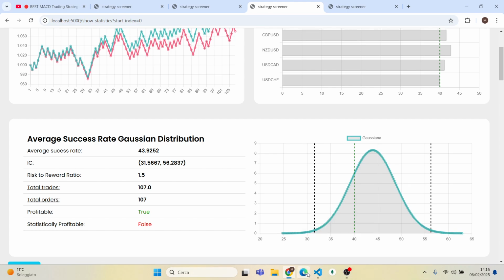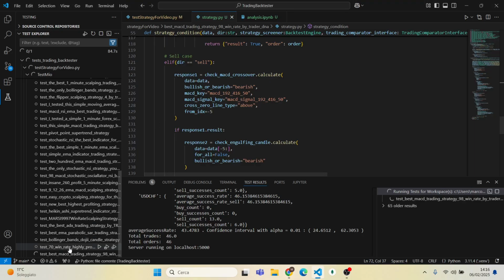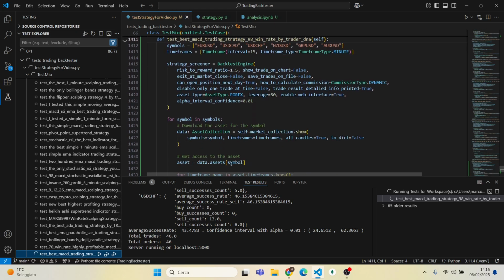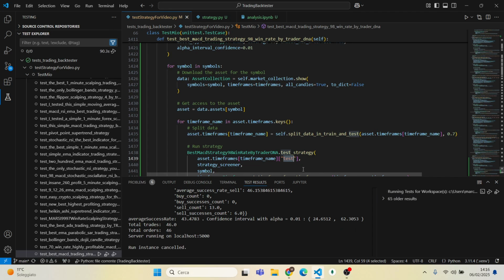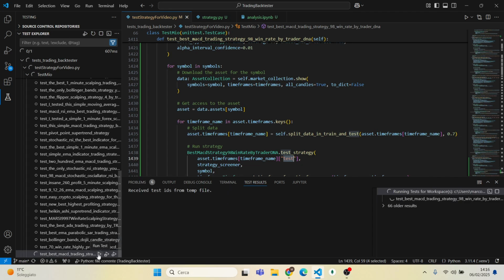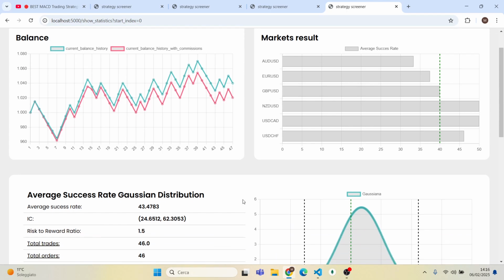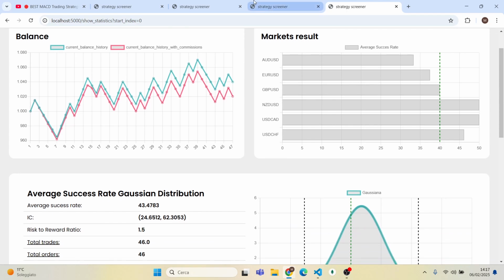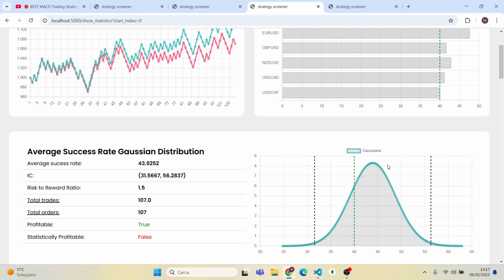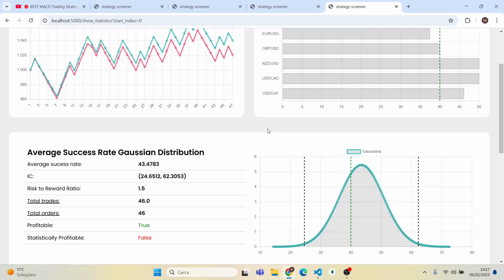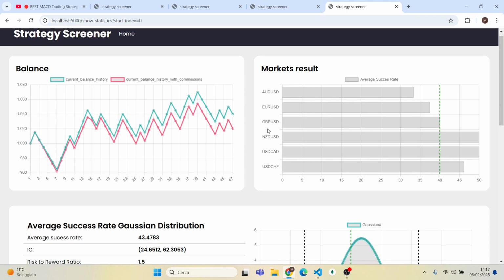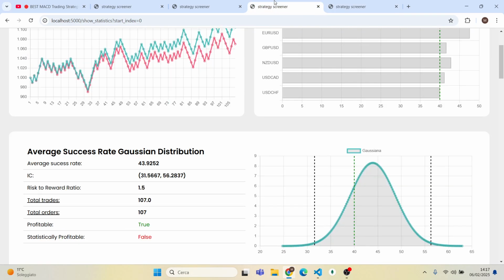Now it's time to run the strategy on the test dataset, and let's see if we have not overfitted it. So let's run the strategy again and see how it performs. Okay, as you can see, 43 as average success rate. It's in the confidence interval we have seen before. It's like here, so pretty good. But can we say that this was a good statistical analysis?